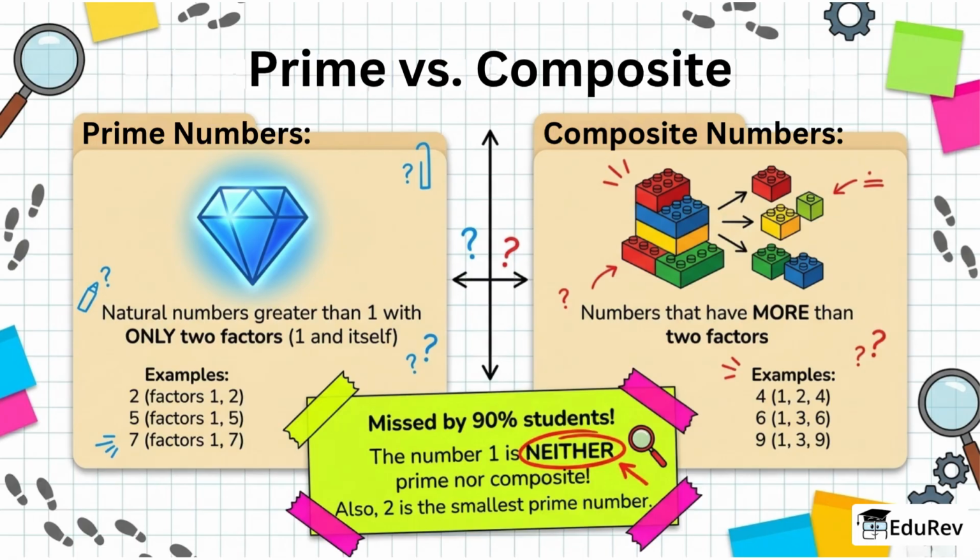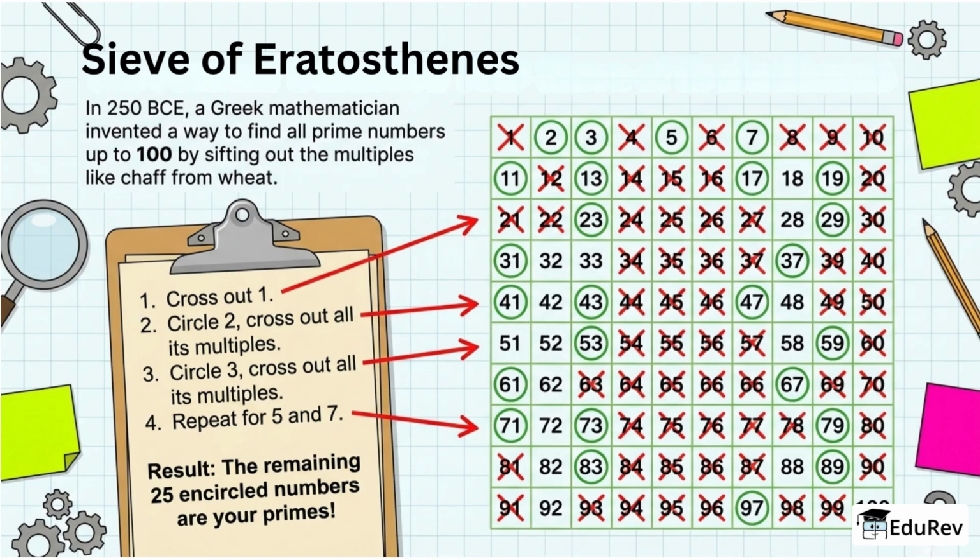Here is a tricky fact that is missed by 90% of students. The number 1 is neither prime nor composite. Also note that 2 is the smallest prime number. How do we find prime numbers easily? We use a method called the sieve of Eratosthenes.